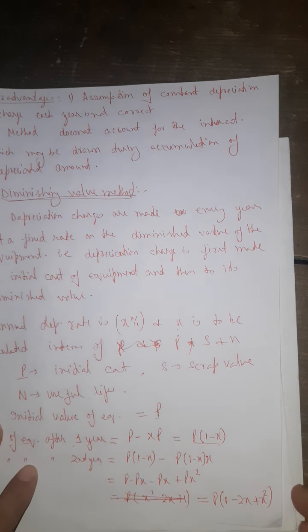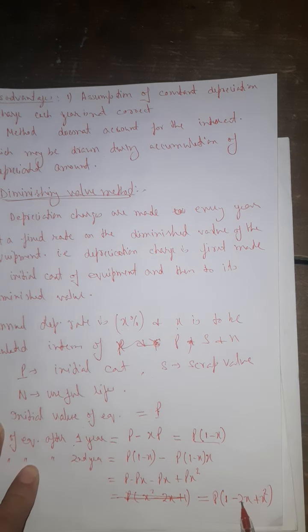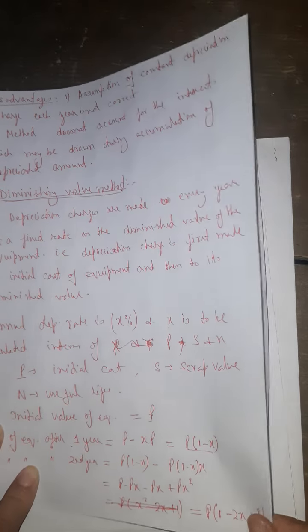If I solve it further, it is a square minus 2ab plus b square, so it is a minus b whole square. So it will be P into 1 minus X whole square. So this is the cost, or value, of the equipment at the end of the second year.